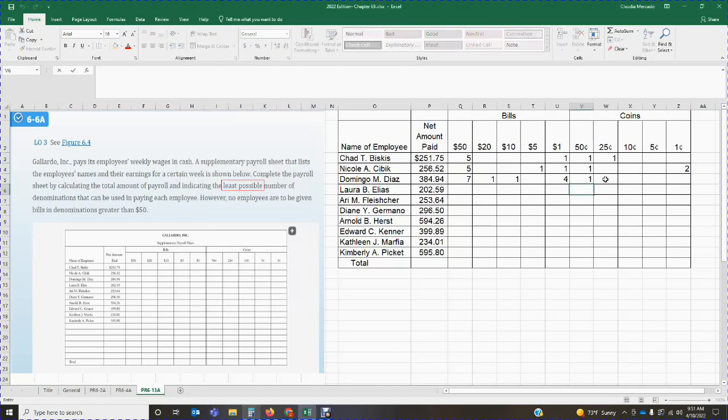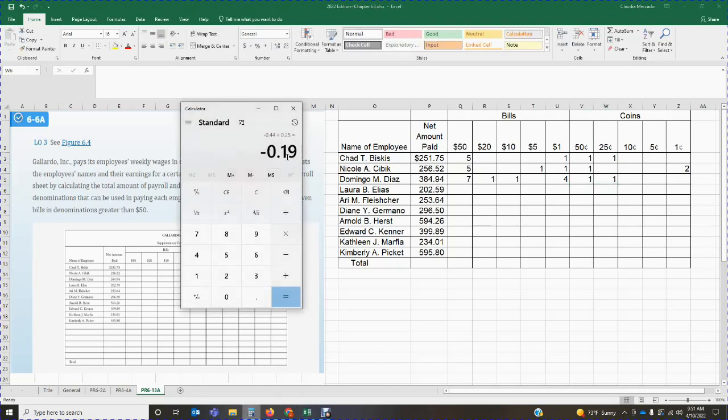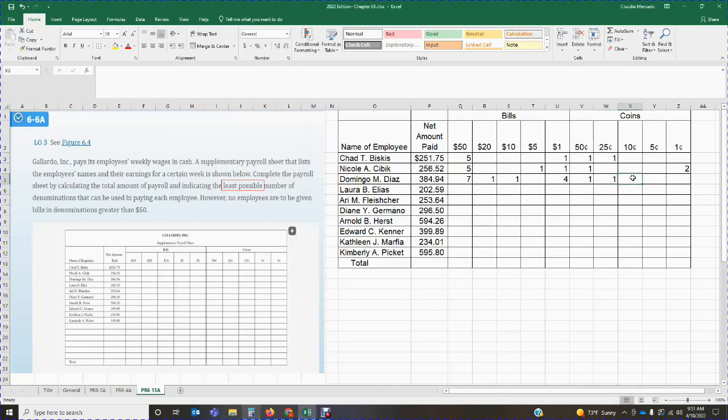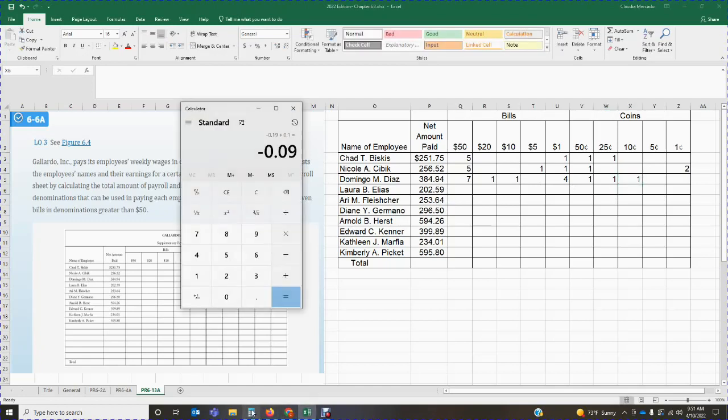That leaves me with 19 cents. This employee is getting a lot of coins and different denominations here. So 19 cents, I need one 10-cent coin. So I'm going to add the 10-cent coin. That still leaves me with 9 cents. I have my 5-cent coin. I'm going to add 5 cents.